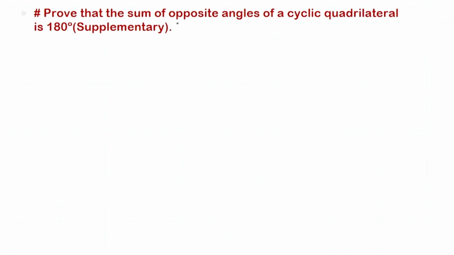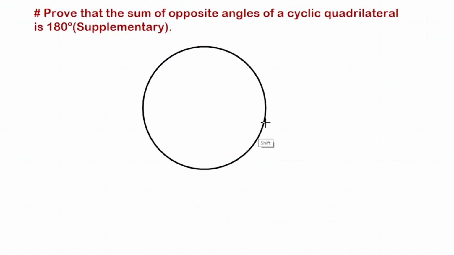So today we are going to try to prove that the sum of opposite angles of a cyclic quadrilateral is 180 degrees, or we could say they are supplementary. So what this means is, first let's draw a circle. So we have our circle. Now let's say the center of the circle is over here.